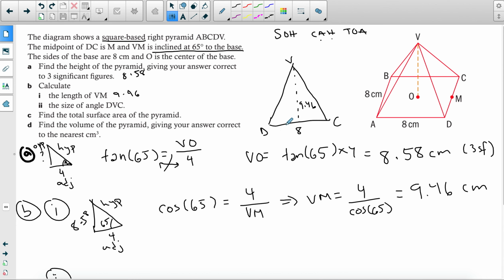So in this case, we will use some trig ratios. Now, if you notice, because DV and VC are equal length, we have an isosceles triangle. It's always useful to divide an isosceles triangle in half, and you'll end up getting a right angle triangle.